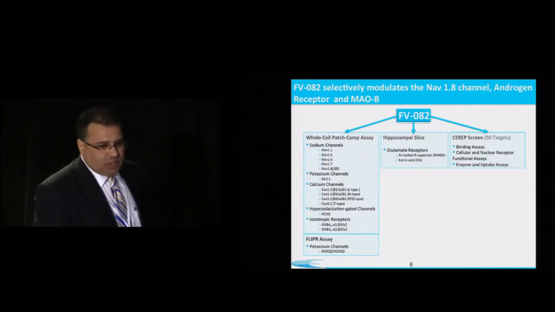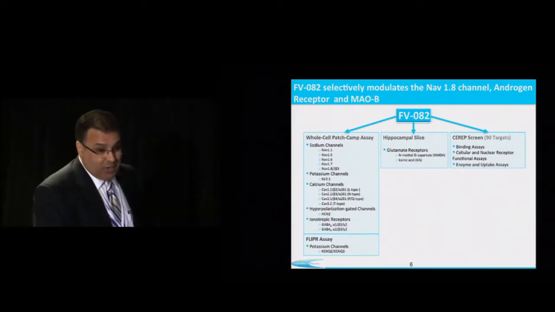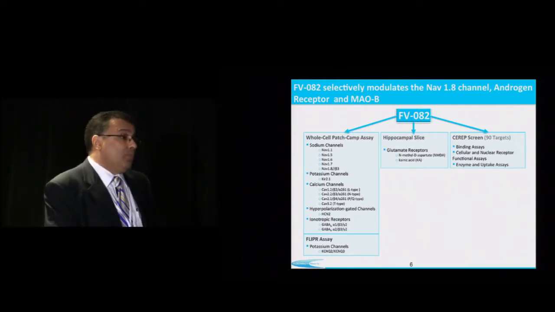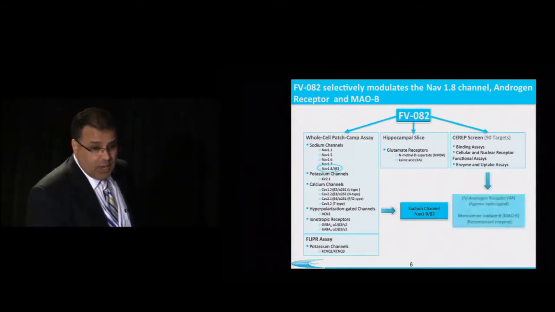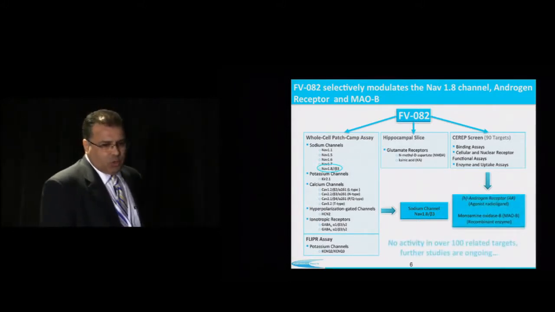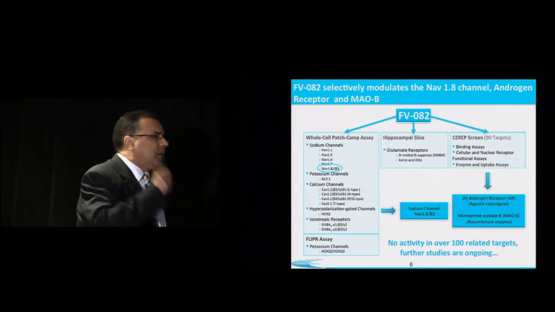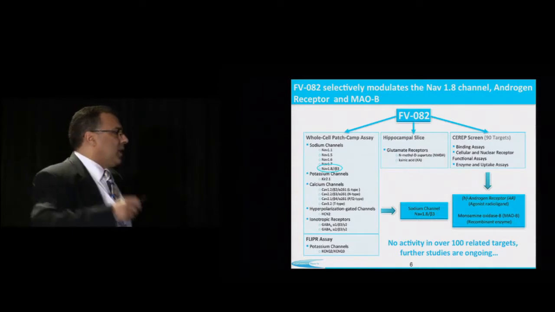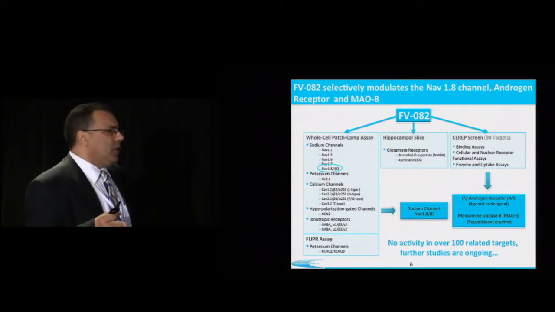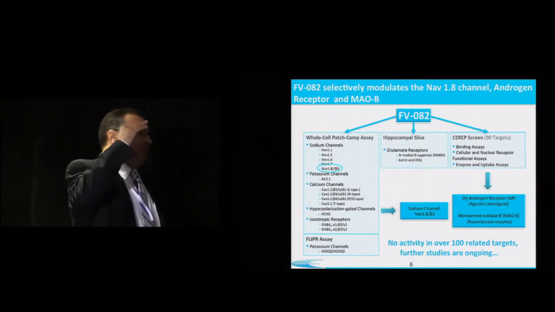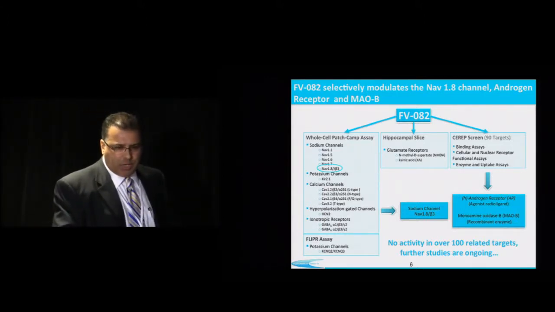From this panel, as you can see, we used the whole cell patch clamp assay, the flipper assay, as well as hippocampal slices, and CEREP broad profiling. And the result we came up with, surprisingly, is that FV082 hit the sodium channel NaV1.8 selectively compared to all other ion channels we screened. And we screened probably over 16 ion channels, from calcium, sodium, potassium, and chloride ion channels.